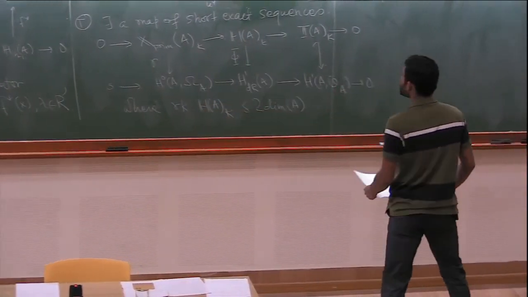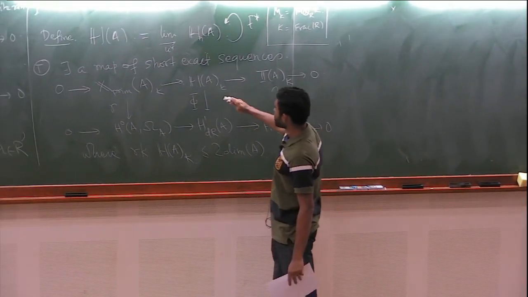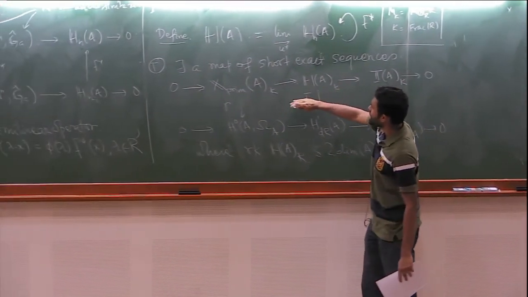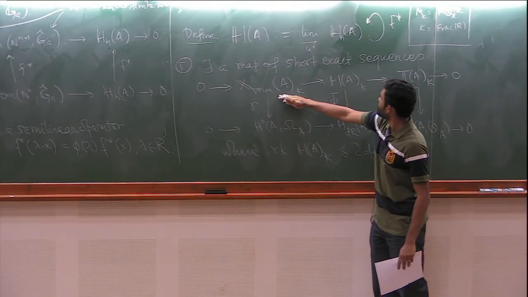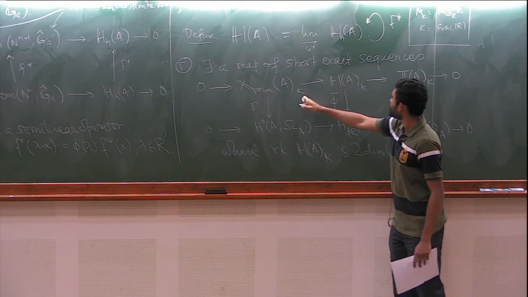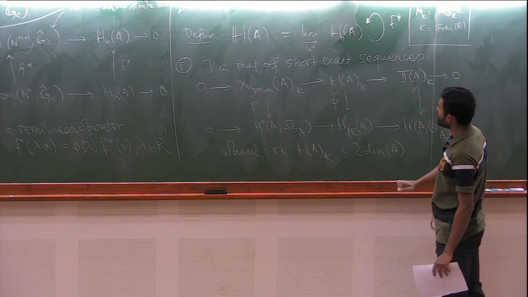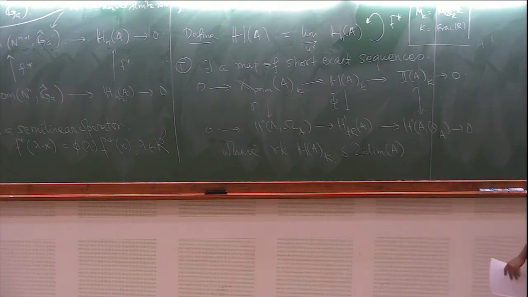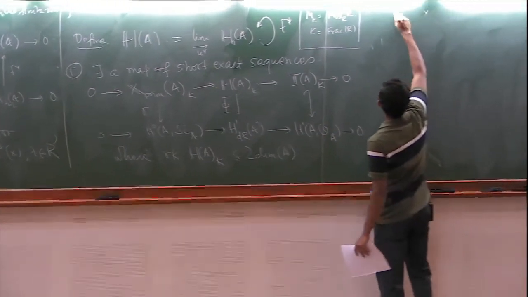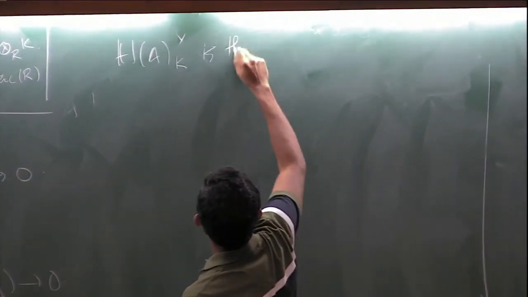Okay, so this filtered isocrystal, maybe I should remark, is exactly this X prime of A. The filtration is: X prime of A is inside H of A, and you have the semilinear operator F, or F upper star. So this H of A sub K is the filtered isocrystal.